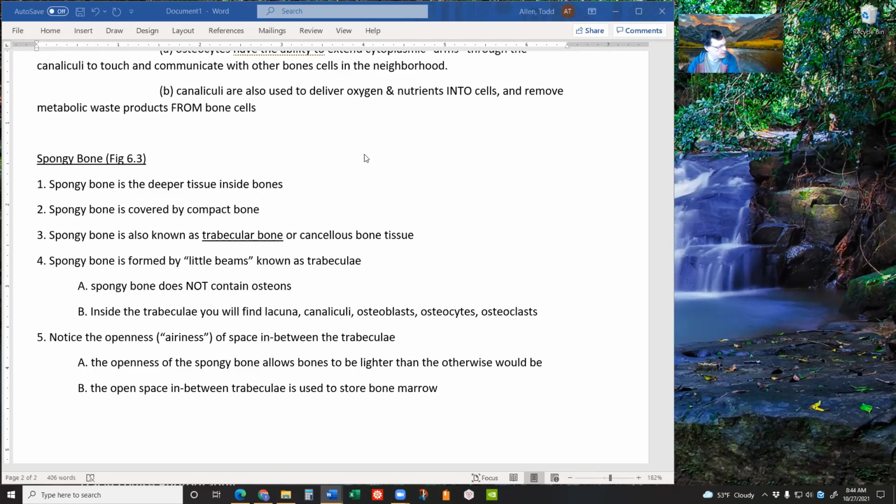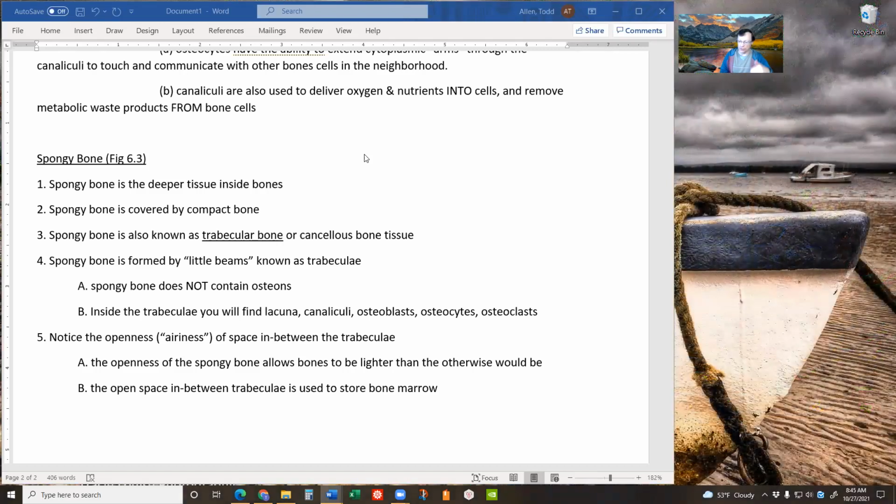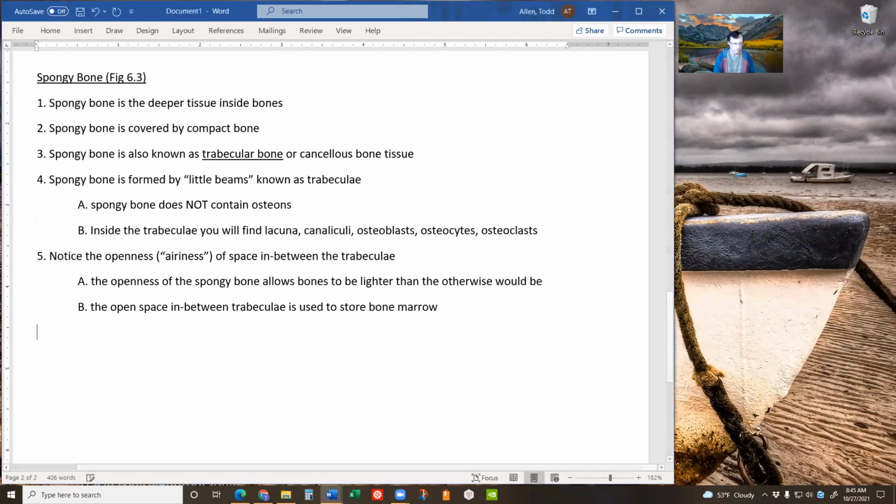But I will make a few statements, and for those that are following along, I'm going to be making just a couple quick statements about intramembranous ossification and endochondral ossification, which are figures 6.5 and 6.6. Bone formation, figures 6.5 and 6.6.